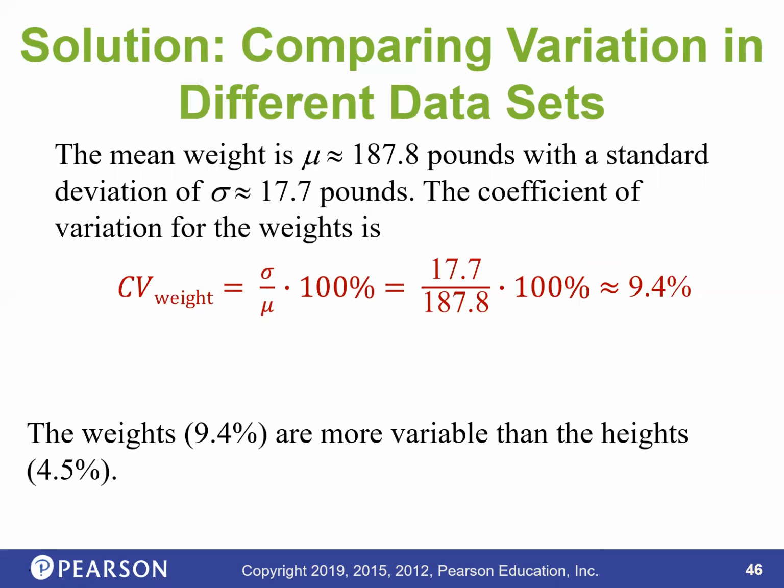And so we say it like this, if you guys want to write it down here. This is kind of the English way of saying it. It says the weights, which is 9.4%, are more variable. And that's kind of what we're looking for. We're looking for that little guy right there, more variable than the heights. So there is more variation in weight.